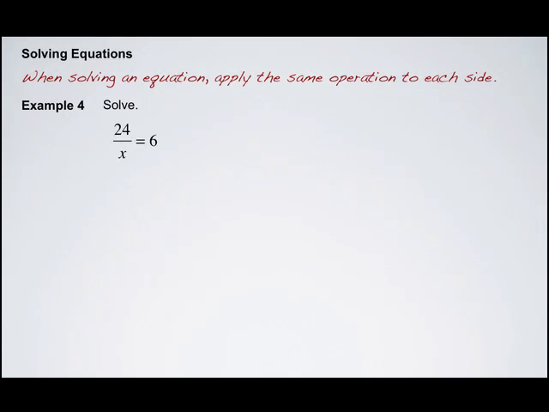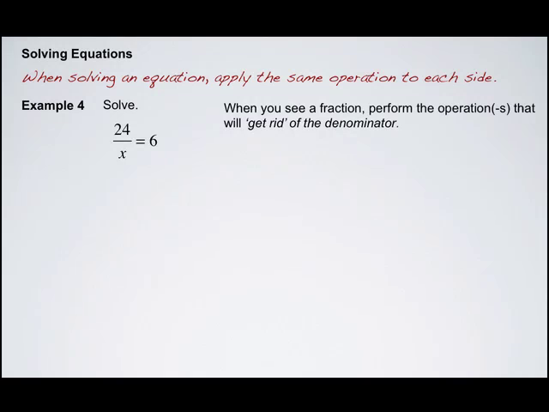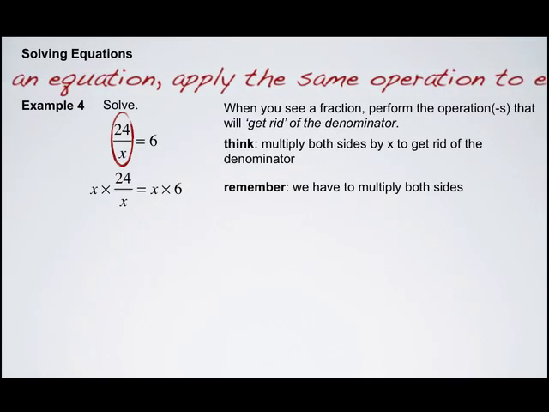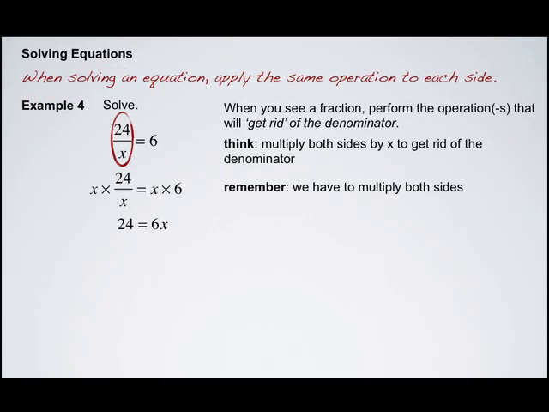Here we have a fraction. When you see a fraction, perform the operation or operations that will get rid of the denominator. X is our denominator in this situation. So think multiply both sides by x to get rid of the denominator. When we do that, we have x times 24 over x is equal to x times 6. We have to do this to both sides.